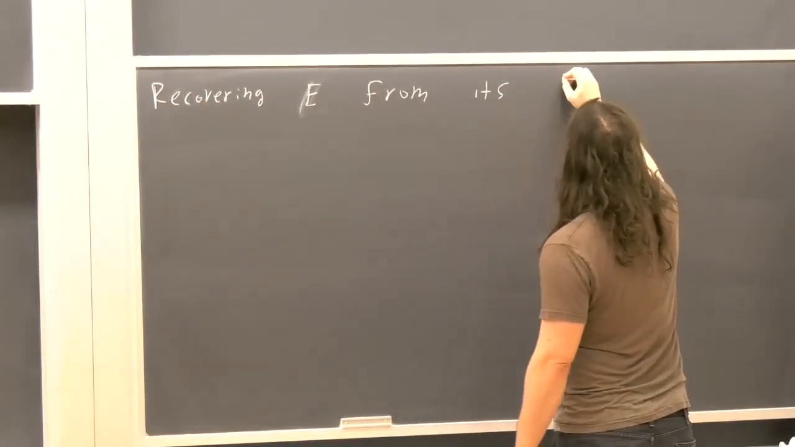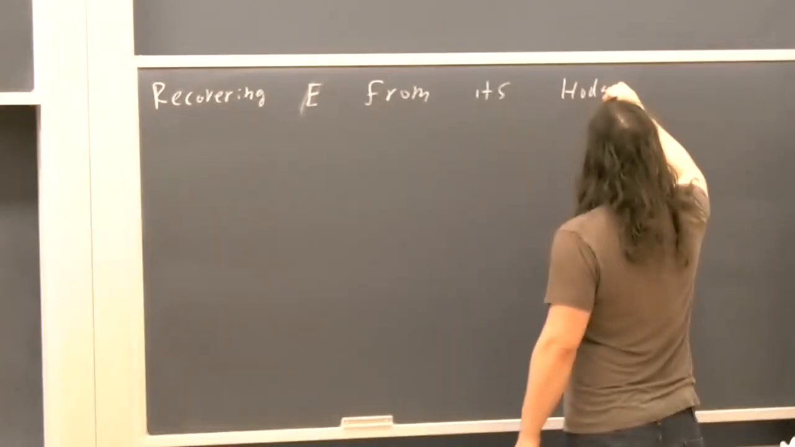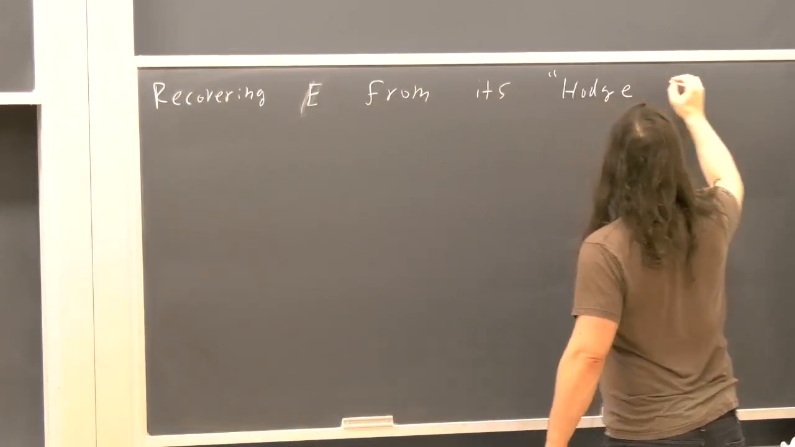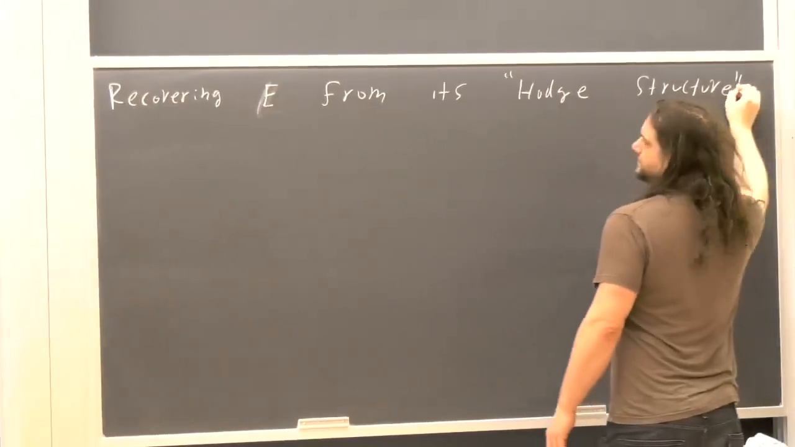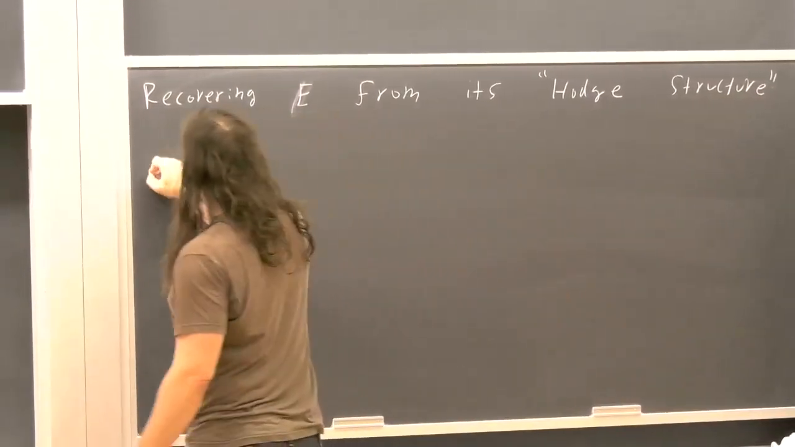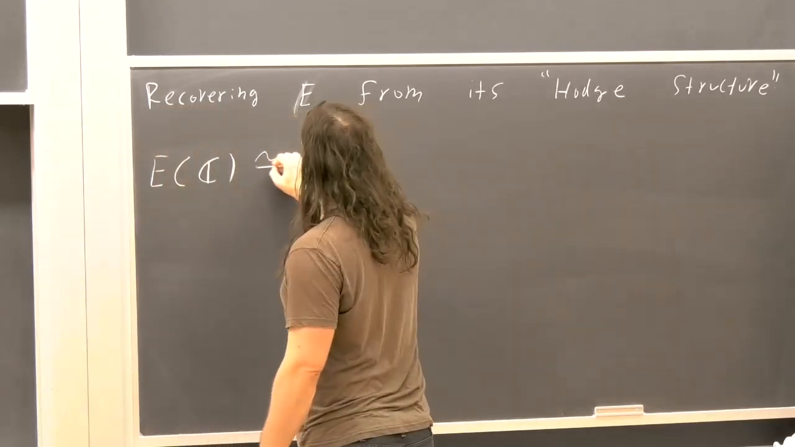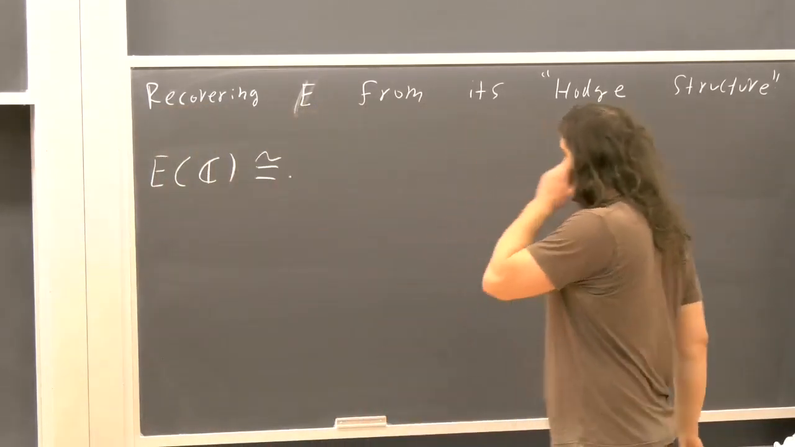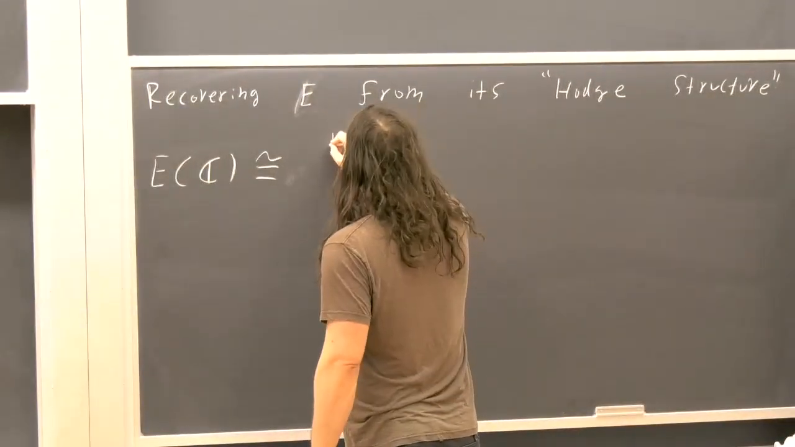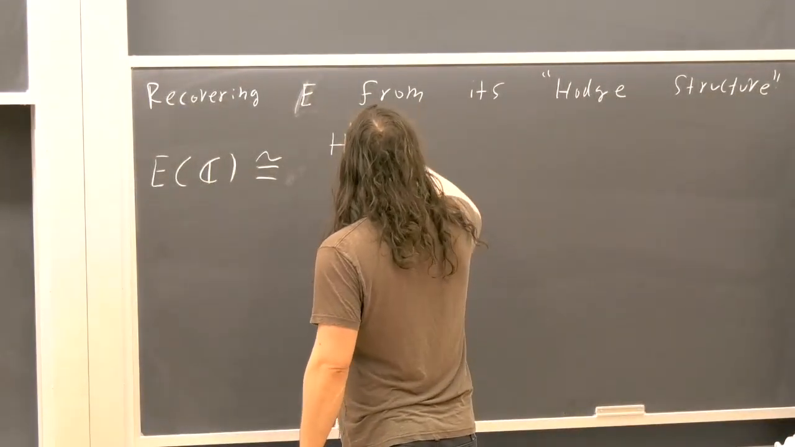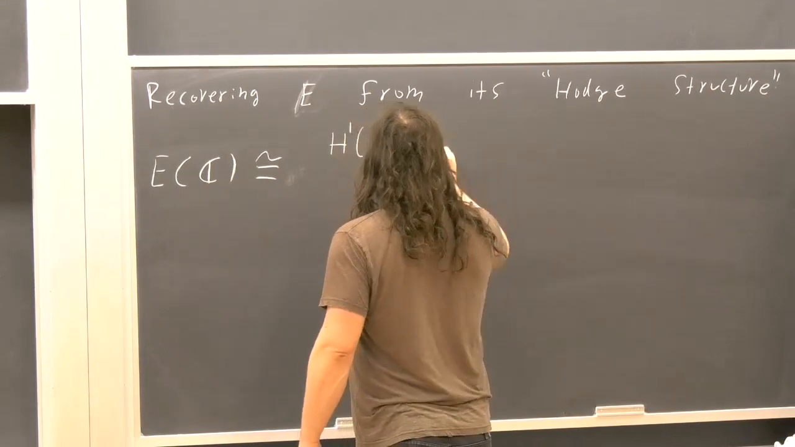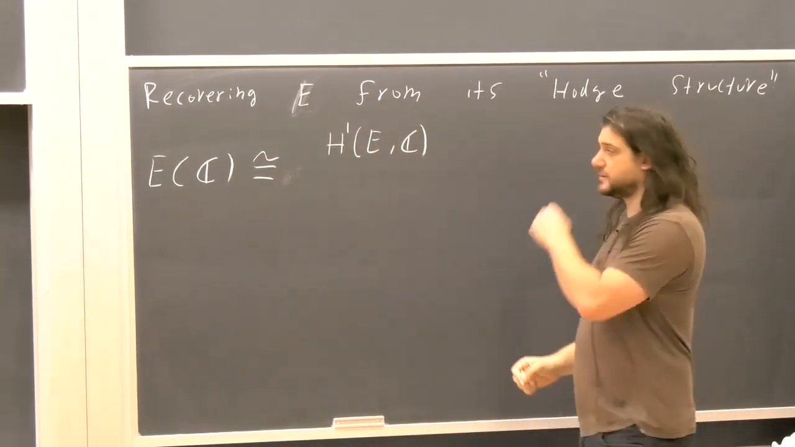Covering E from its Hodge structure, which I know I haven't fully defined yet, but I will. What we can do is the following. We can look at the complex points, or actually the entire group structure here if you want. And what you can do is the following. You can look at the two-dimensional vector space, H1 EC.